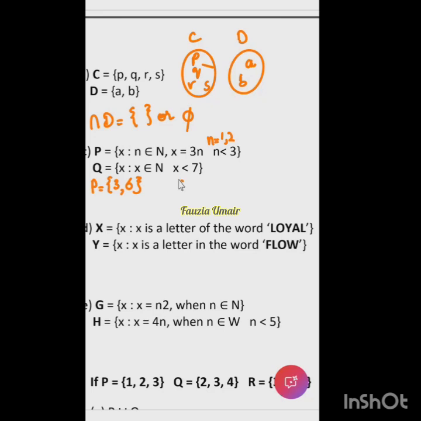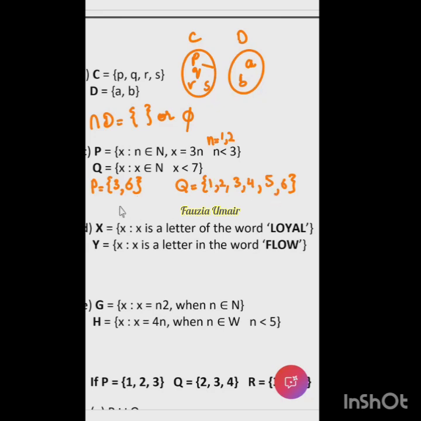So now the second set, Q. Q is x such that x belongs to N and x is less than 7. Less than 7: 1, 2, 3, 4, 5. Very good. 1, 2, 3, 4, 5, and 6. These are the elements of set Q.